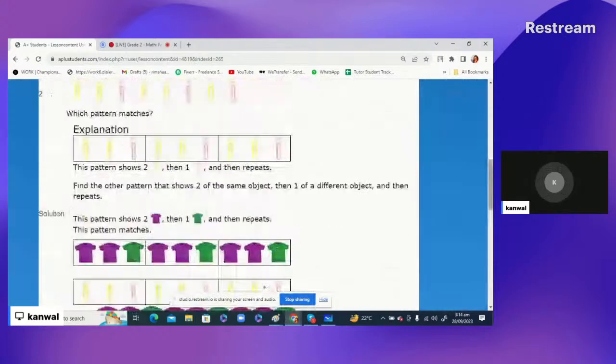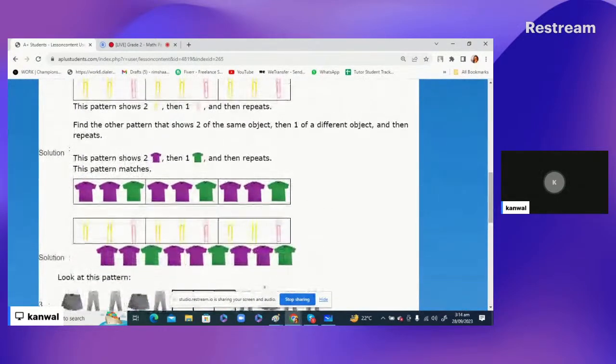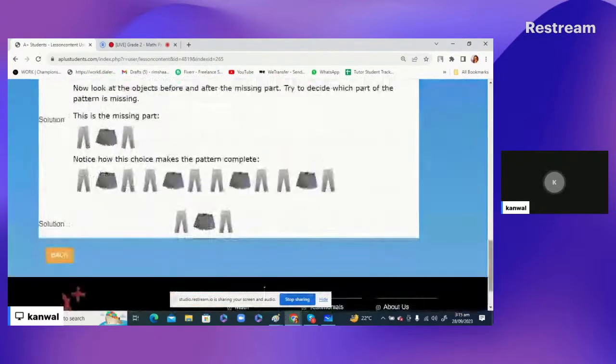All right, now look at the second one. Look at this pattern. Here are the patterns for the shirts. Got it? Now here two shirts are the same color, then the third one is different. So we just check it. These two are purple, then green. Next again two purple then green, then again two purple then green. So what's the pattern for that? What's the next? Again two purple and then one green. So in this way this pattern repeats.